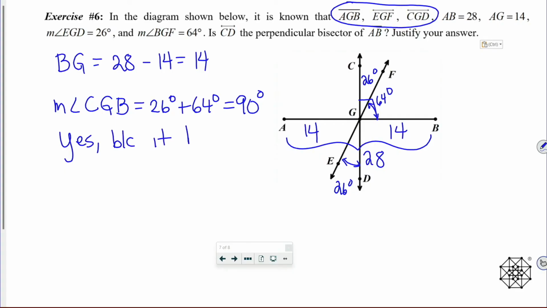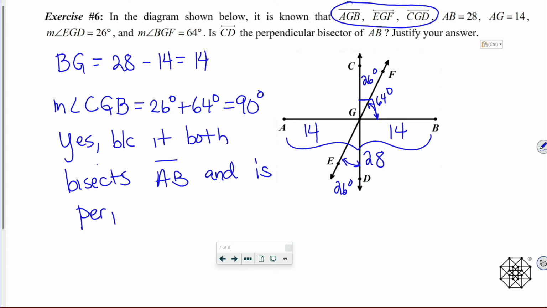because it both bisects AB and is perpendicular to AB.